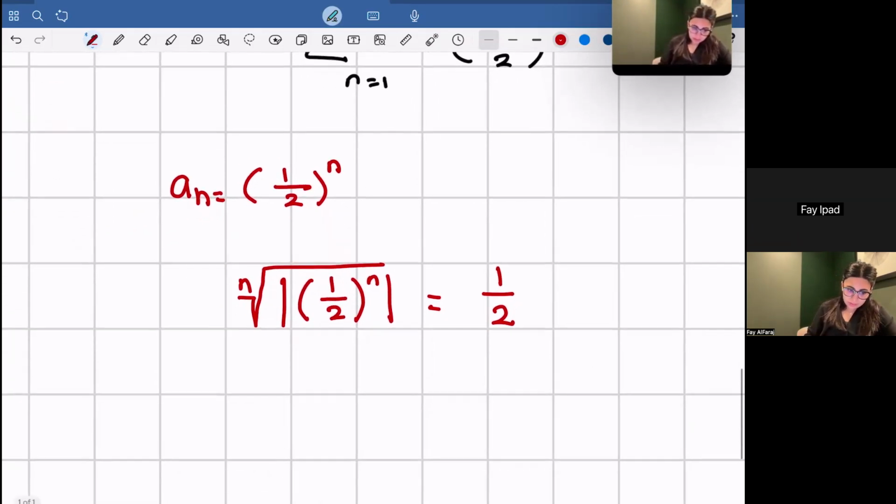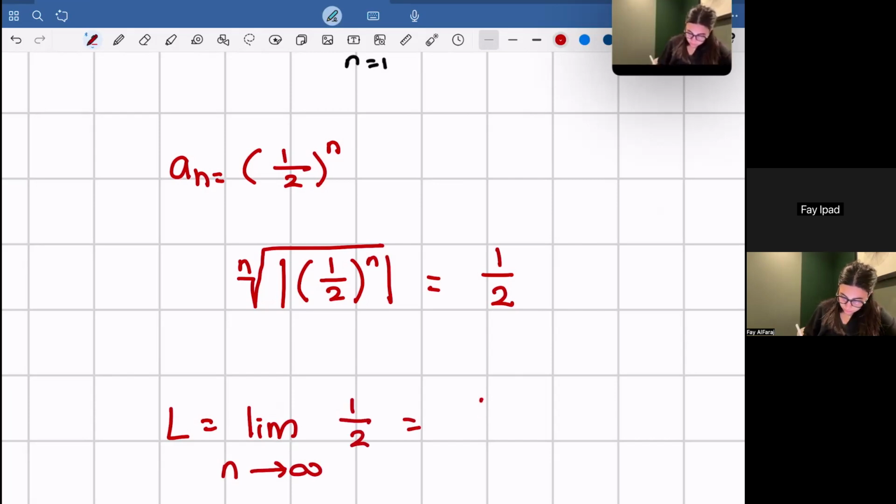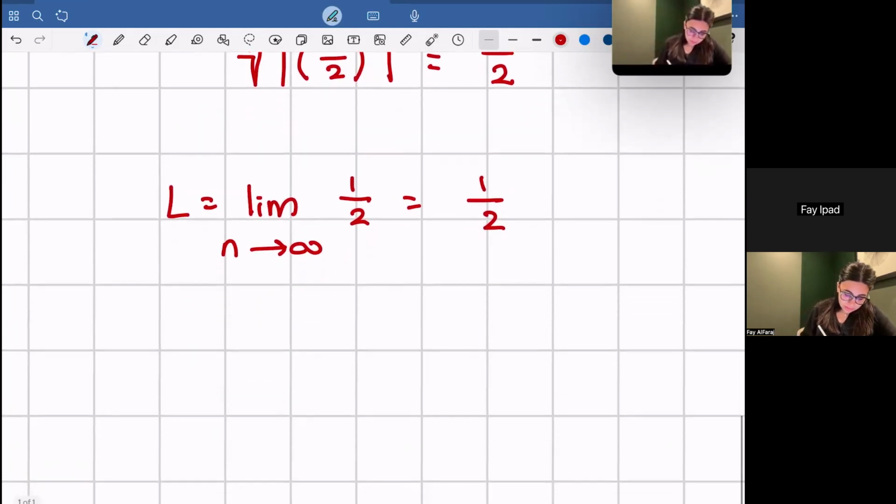Then we're going to take the limit as n approaches infinity. So L equals the limit as n goes to infinity, which is equal to half, because there's no n value for you to plug the infinity into. So since L is equivalent to half, which is less than 1, the series converges.